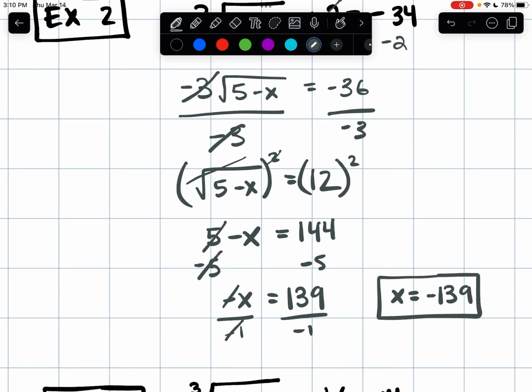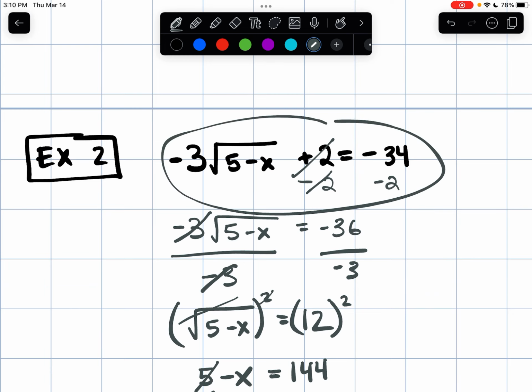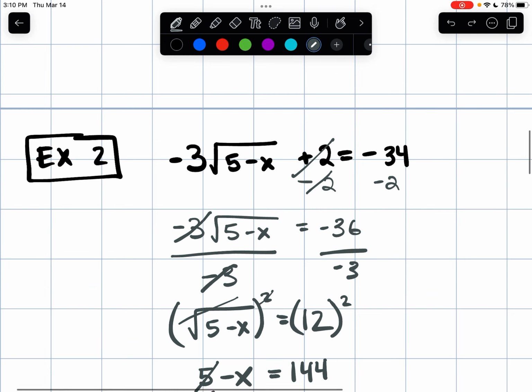Again, you can check your answer by plugging it in. 5 minus negative 139 is 144. The square root of 144 is 12, and then 12 times negative 3 gets you that negative 36. So you can plug it in at this step, or you can plug it in at the very beginning. Either way, it's going to get you back to that correct answer.